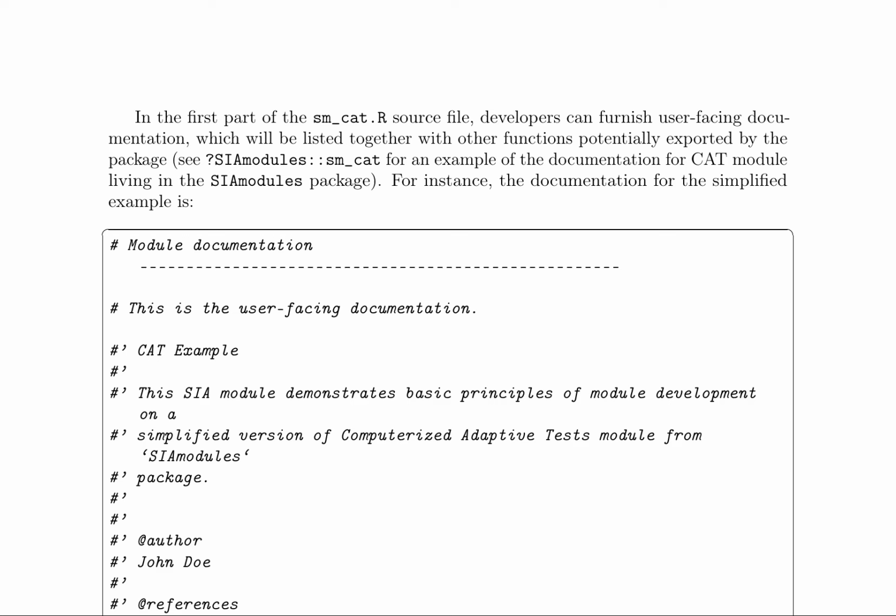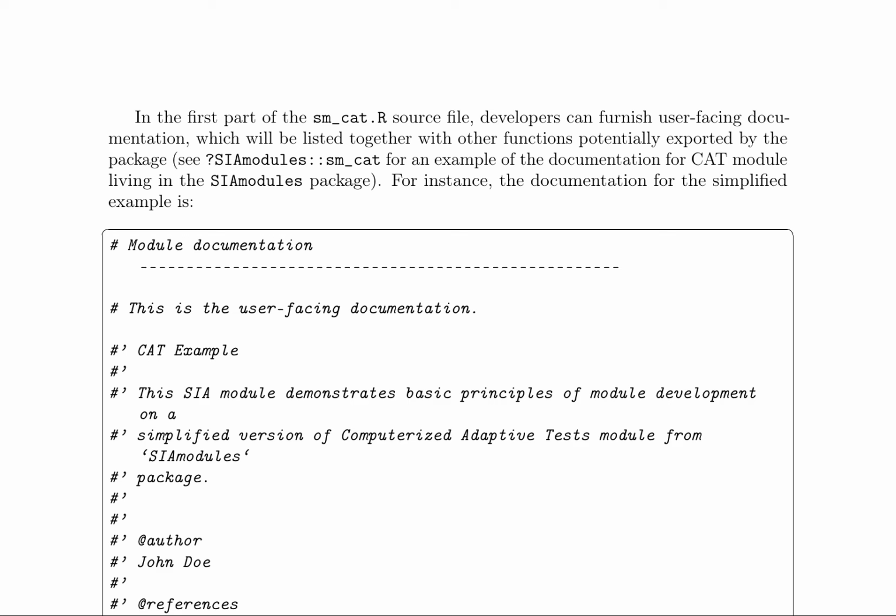This documentation serves as an indispensable guide for users, detailing the module's purpose, functionality, and relevant parameters. The cat module within the SIAmodules package exemplifies the importance of user-facing documentation. It provides a clear and concise description of the module's objective, which is to perform categorical data analysis. Additionally, it outlines the module's functional capabilities, including data preprocessing, statistical modeling, and results visualization.